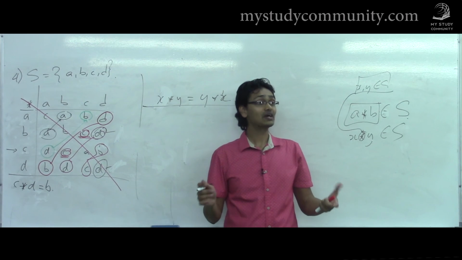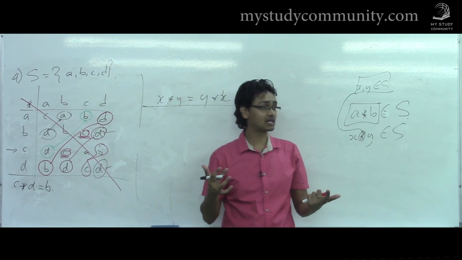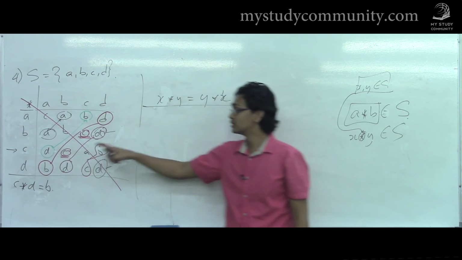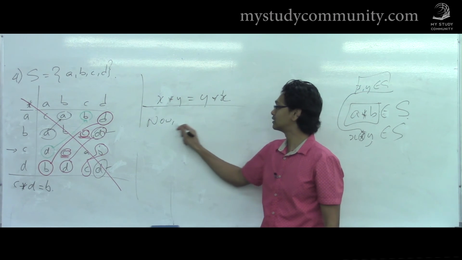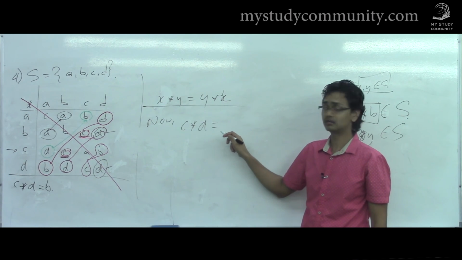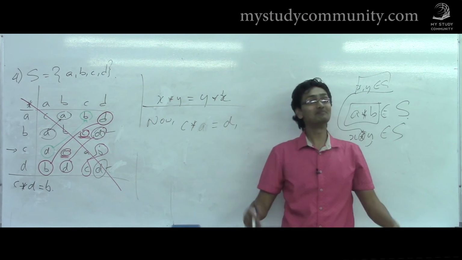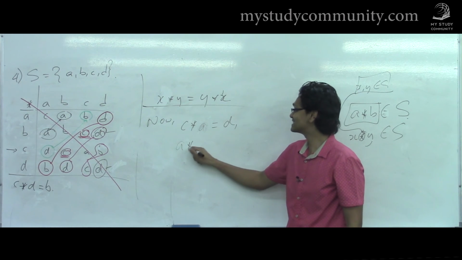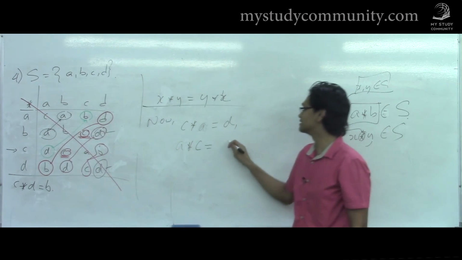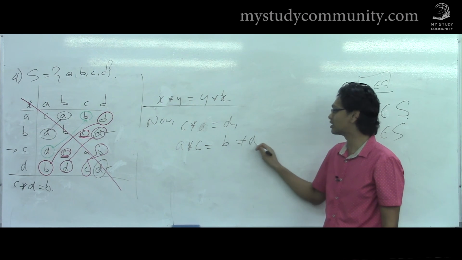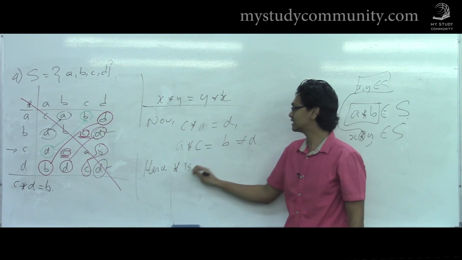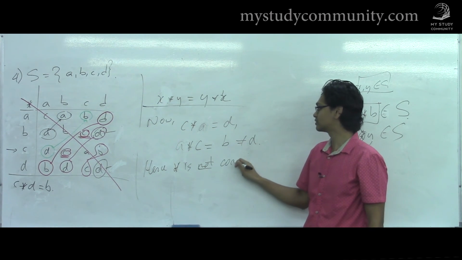So now commutativity, it is not commutative. So we just need one counter example. And from the table, we see that we're going to use this example. So C star A is equal to D, but A star C is equal to B. And if you want, you can just emphasize it's not D. Hence, our operation is not commutative.